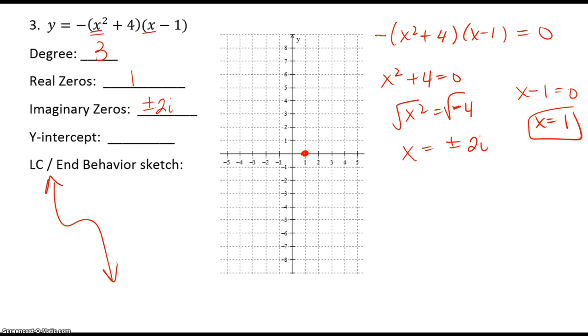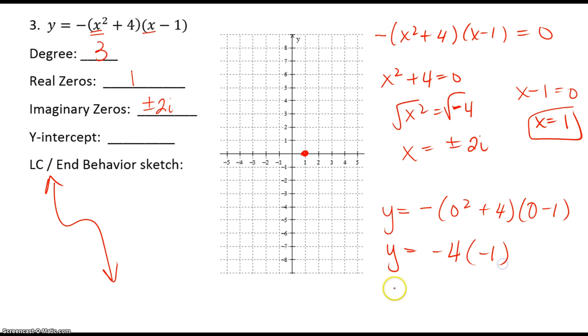Now what does it mean when I have imaginary zeros? That means that they don't touch the x-axis. Finish up by finding the y-intercept. I get y equals negative 0 squared plus 4 and 0 minus 1. Well, 0 squared is just 0, so I end up with negative 4 times negative 1, a y-intercept of 4.